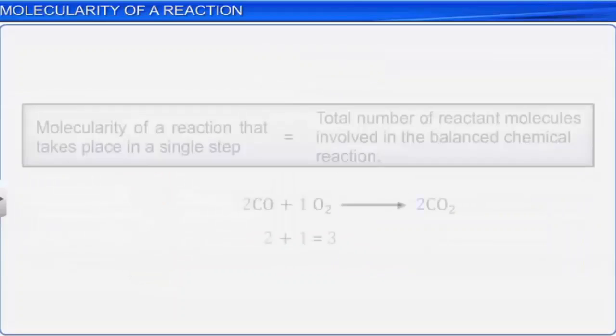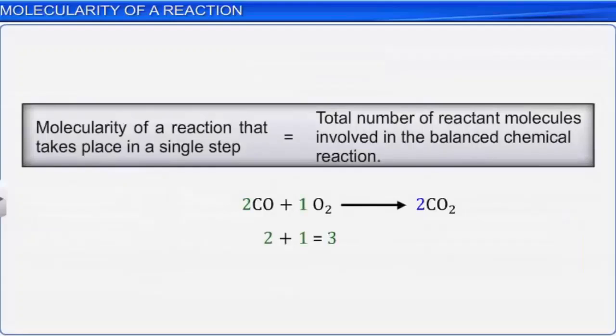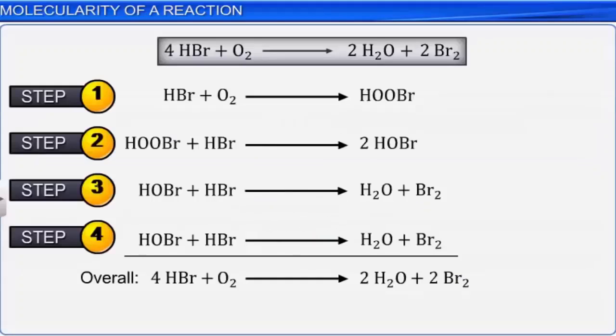Note that the molecularity of a reaction that takes place in a single step is equal to the total number of reactant molecules involved in the balanced chemical reaction. Let us now move on to the mechanism of a complex reaction involving more than 3 molecules. Consider the reaction of hydrogen bromide with oxygen. Here, 4 molecules of hydrogen bromide react with 1 molecule of oxygen.